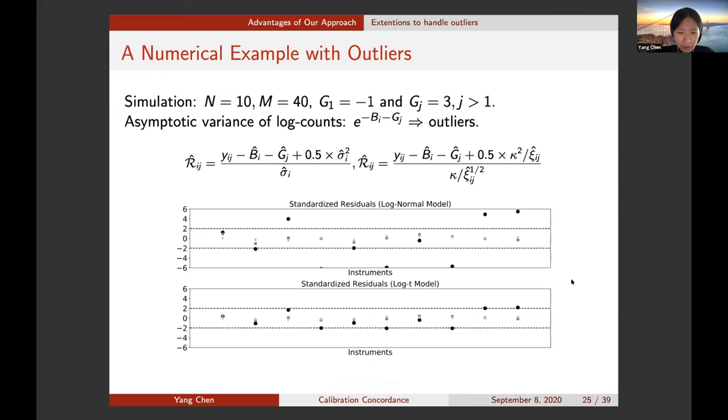Here are the results based on the log normal model on the top panel and the log T model on the bottom panel. For the log normal model, the standardized residuals cross the -2 and 2 lines, so we do see a lot of outliers here and there. However, if we fit the log T model, the standardized residuals are all within the -2 to 2 interval, so the log T model does not really suffer from the serious outliers.